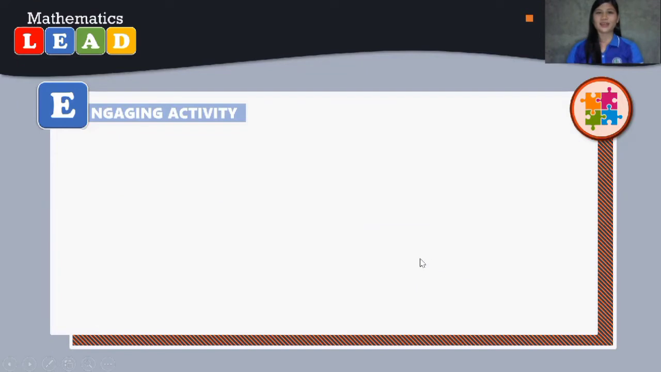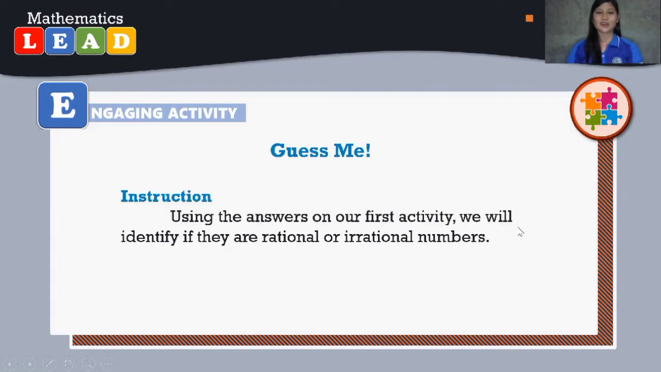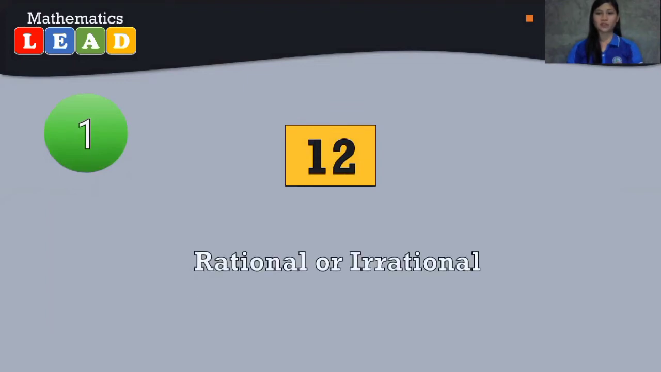For our second activity, which is entitled Guess Me, using the answers on our first activity, we will identify if they are rational or irrational numbers. The principal root of item number 1 is 12. Is 12 a rational or irrational number? Yes, it is a rational number.